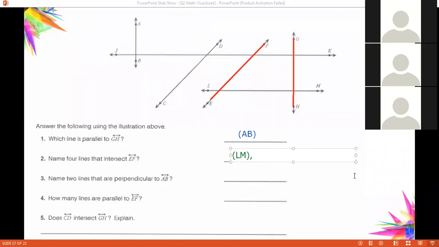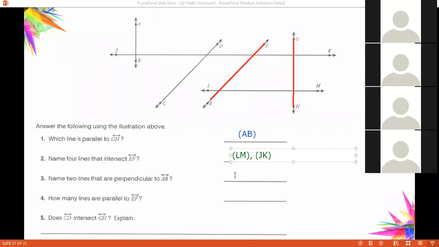The others, mute yourself, I can hear a lot of voices. Please mute yourself. Yalla, Mohammad Hamoud, give me another line which is intersecting with EF. JK, bravo Mohammad, JK intersecting with EF. Bravo. Now I want Amal. Yalla Amal, give me a line which is perpendicular to AB.